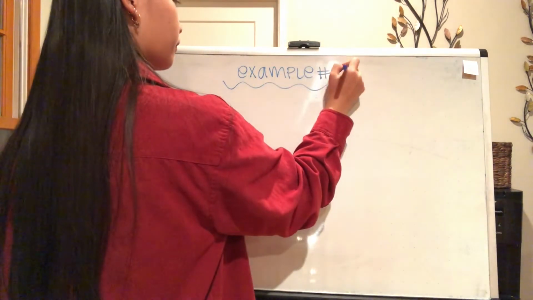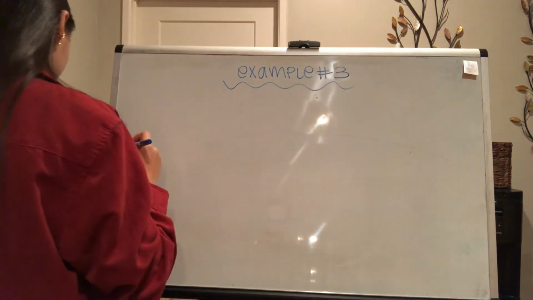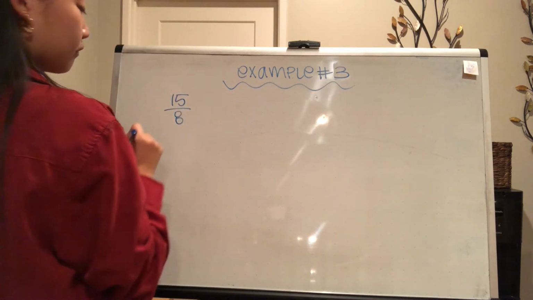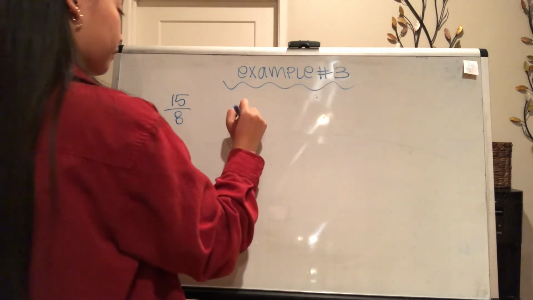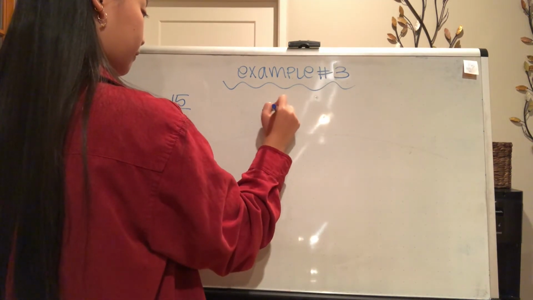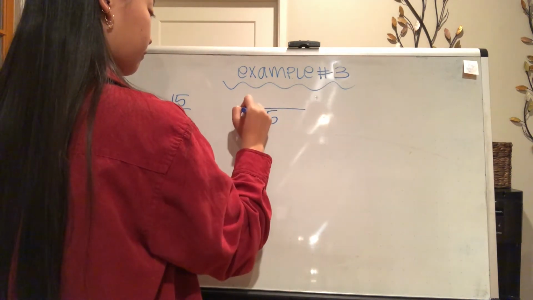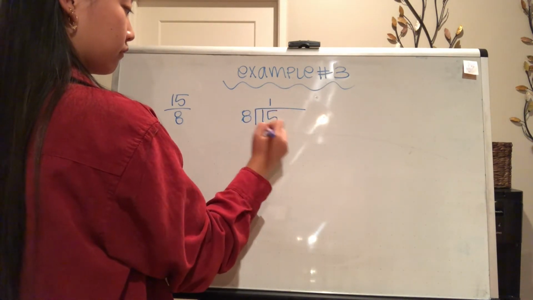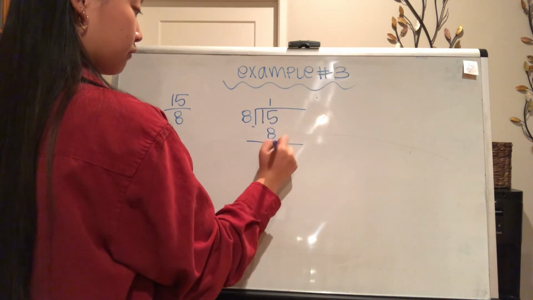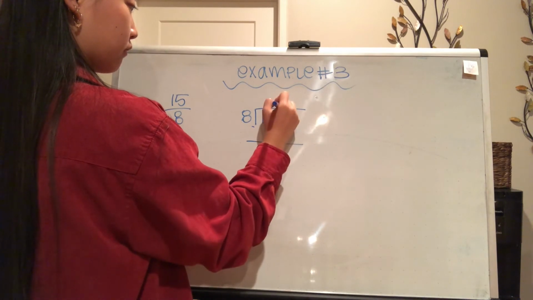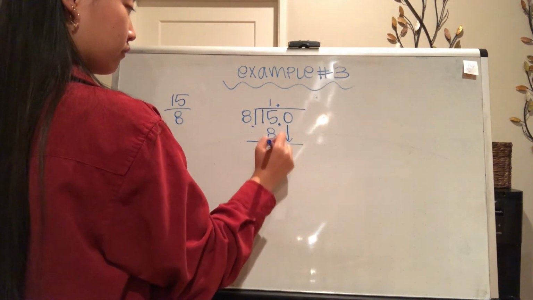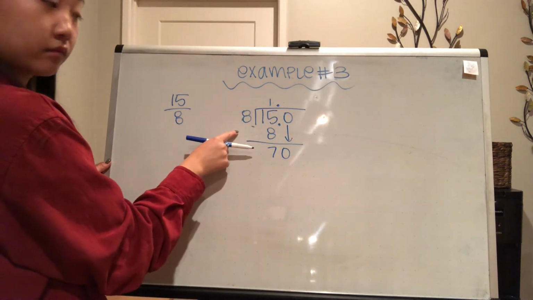And now moving on to example 3. We're given 15 over 8, and we're going to convert it to a decimal. So you do long division, and how you set it up is 15 on the inside, 8 on the outside, and 8 actually goes into 15. So 1 time, 8 goes into 15, subtract that, and you get 7. But since 8 can't go into 7, you add the decimal and bring the 0 down.